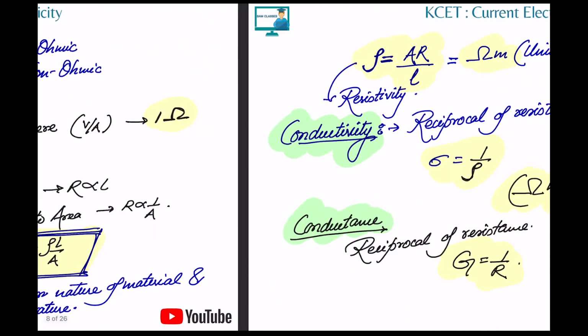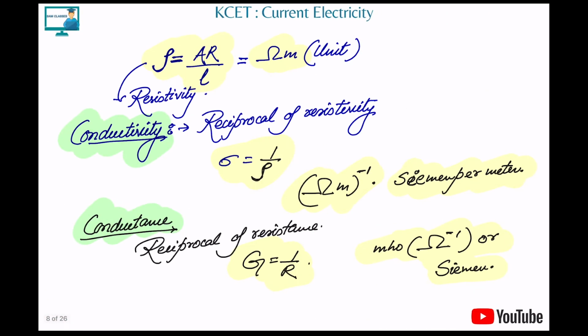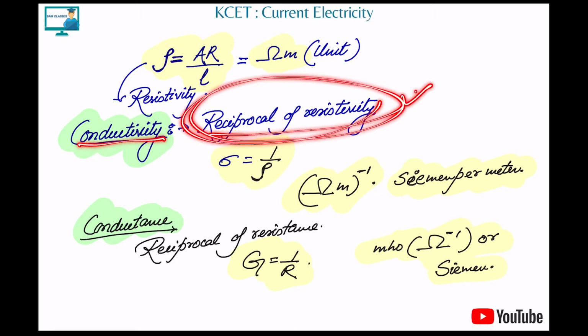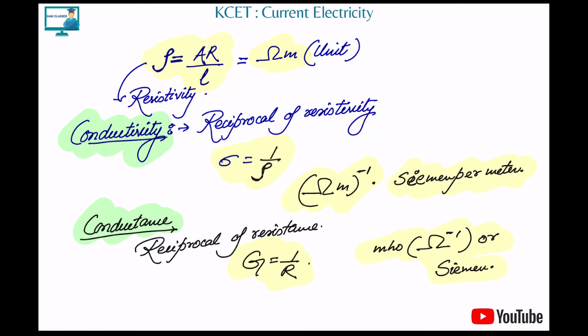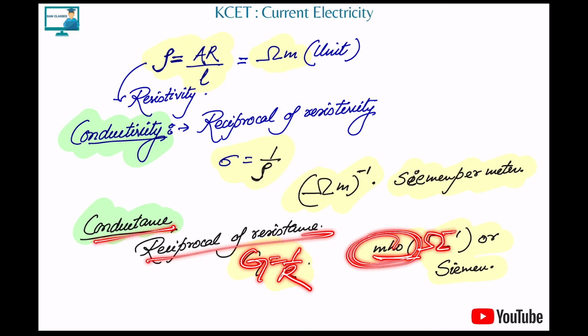So resistivity is equal to AR by L, and its unit is ohm meter. Now what is conductivity? It is the reciprocal or inverse of resistivity. So sigma is equal to 1 by rho, with unit ohm meter whole inverse or Siemens per meter. Conductance is the reciprocal of resistance. G is equal to 1 by R. It is also known as mho, ohm inverse, or Siemens.